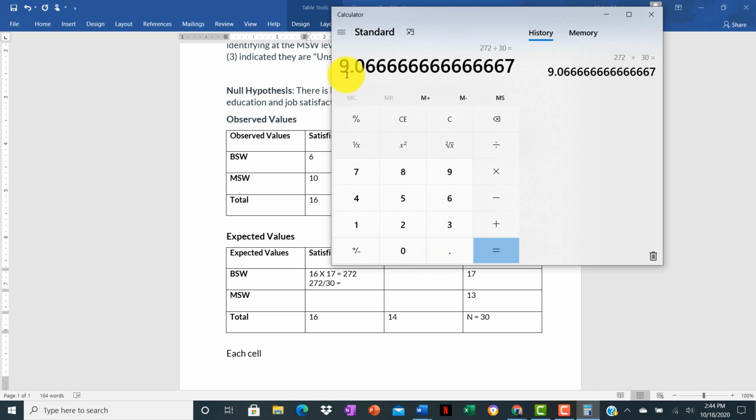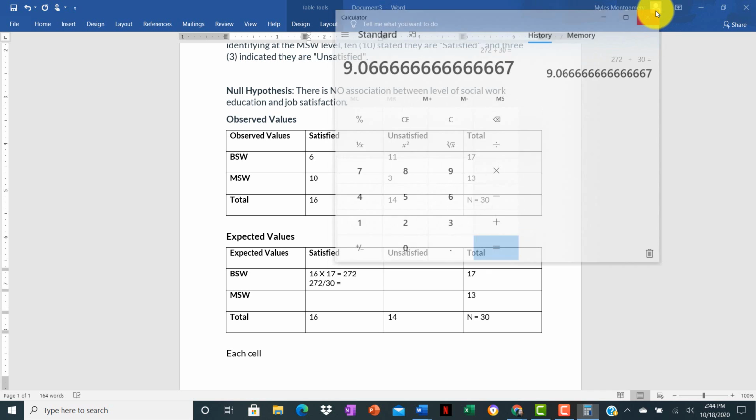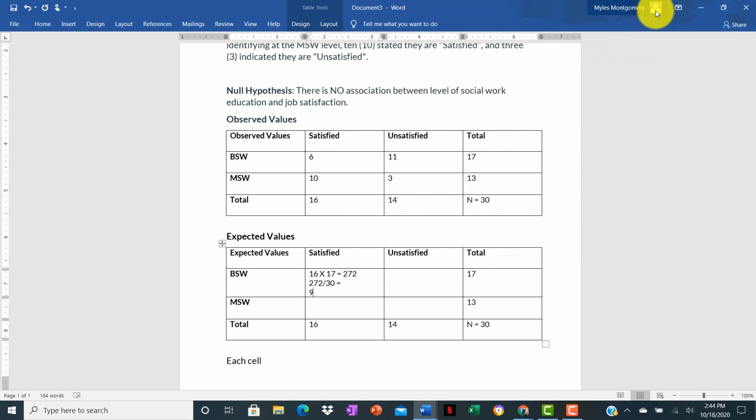Well, it's got 9.0666666, and so on and so forth. We're just going to go out 2 decimal places, so we're going to round it up. Rounding up that hundredths place, 9.067, since 6 is greater than 5 here. So I'm just going to put 9.07 as my answer. 9.07. There it is. So that's going to be the expected value for this particular cell.